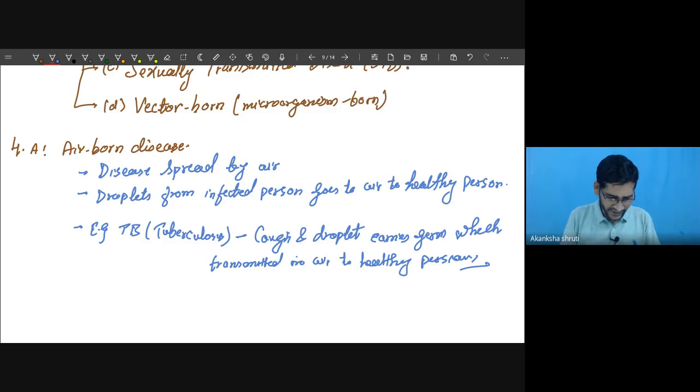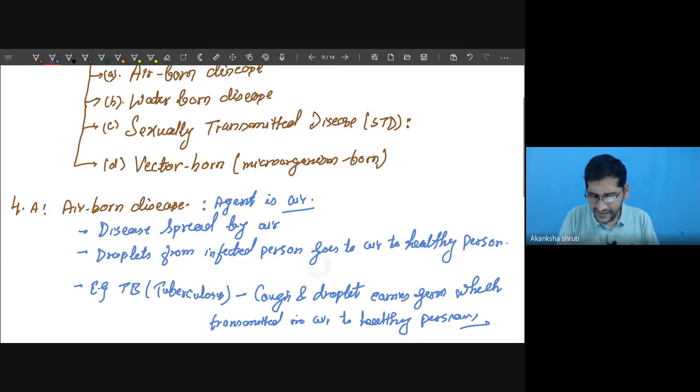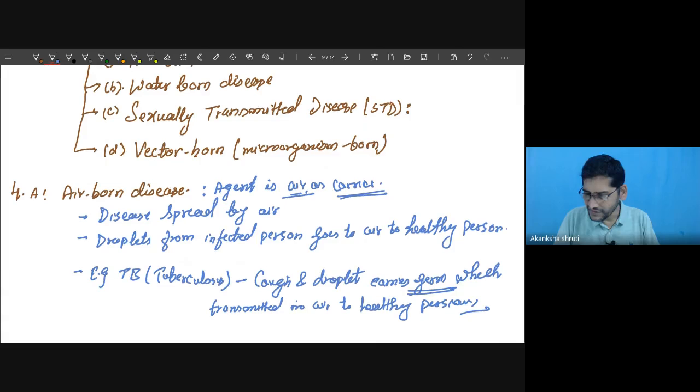Now let us go for the second, waterborne. Here the transferring agent, or what is the agent here? The agent is air. So air is just carrier that carries the germs. Okay, the germs is floating over the air. So it is the first category.